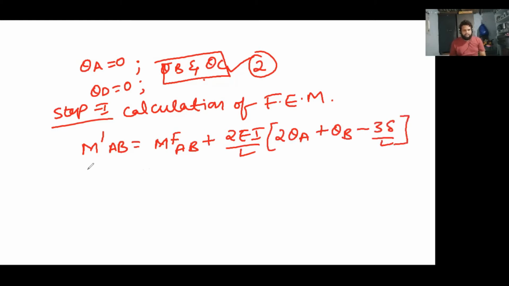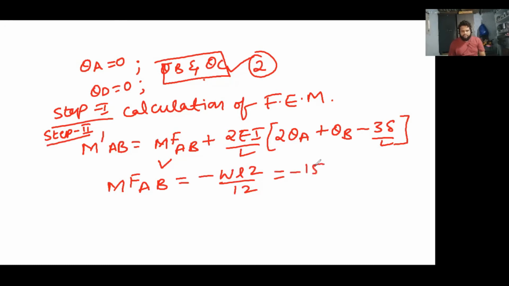Now in this we have to calculate MFAB. I am writing the slope deflection equations and the fixed end moments, step 1 and step 2, at a time. I hope you will understand this. MFAB equals minus WL square by 12, where W is 1500 and L is 8, so minus 1500 times 8 square by 12, which gives minus 8000 Newton meter.